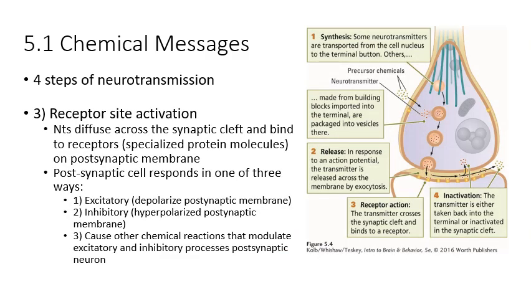In the third step of neurotransmission, the postsynaptic receptor site is activated. The neurotransmitters diffuse through this synaptic cleft, this gap, and bind to the receptors on the postsynaptic cell. Receptors are specialized protein molecules that are embedded in the membrane of this postsynaptic cell. The postsynaptic cell responds in one of 3 ways. There can be an excitatory response, there can be an inhibitory response, and there can also be the setting off of another chain of chemical responses that are ultimately excitatory or inhibitory.